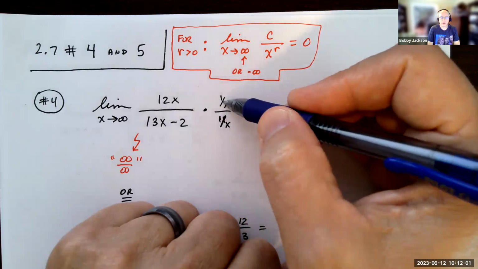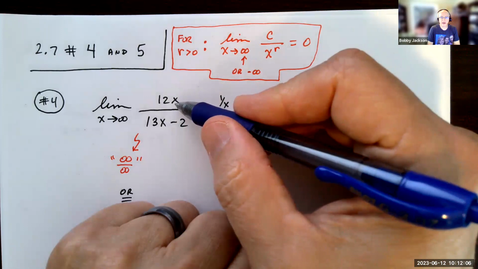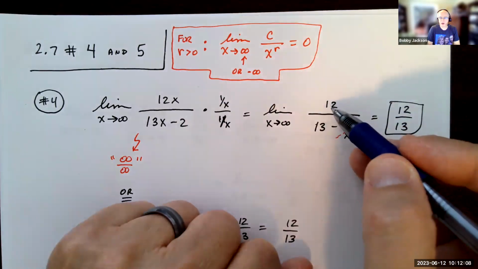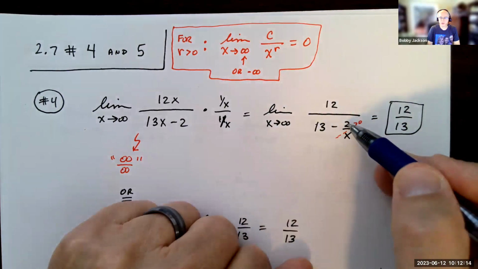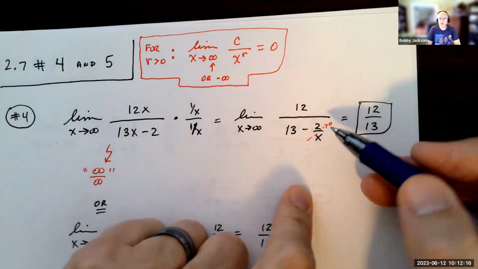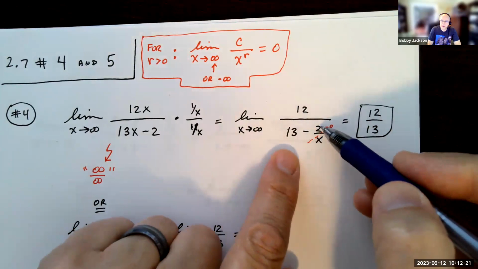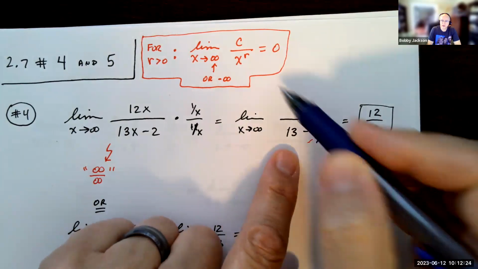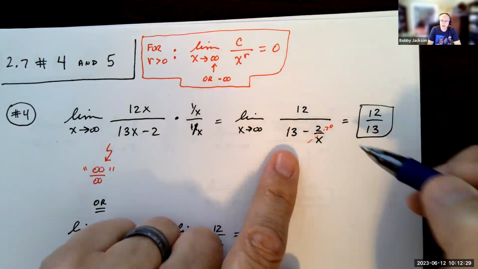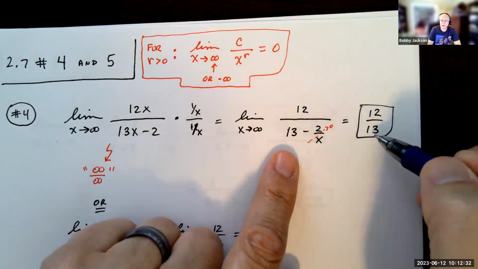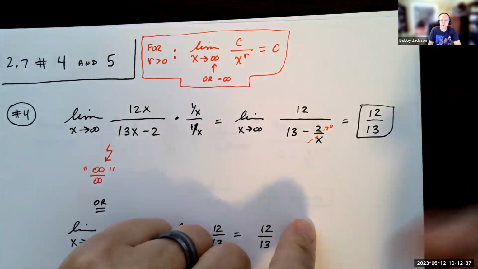Notice I have to do the same to both the numerator and denominator to make an equivalent fraction. So if I divide 12x by x, I just get 12. 13x divided by x is 13. And 2 divided by x is, well, 2 divided by x. And then we're still taking the limit, of course, as x goes to infinity. And what about 2 over x? Well, as x goes to infinity, by this limit we talked about, that's going to 0. The 12 and 13 remain the same, and so the limit becomes 12 divided by 13. So 12/13 is our limit. Okay, so this is one way you can show that limit.